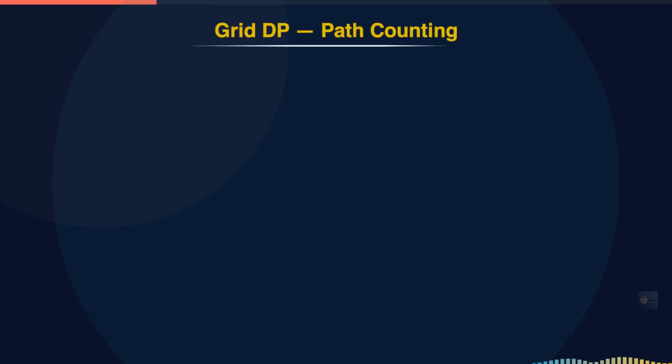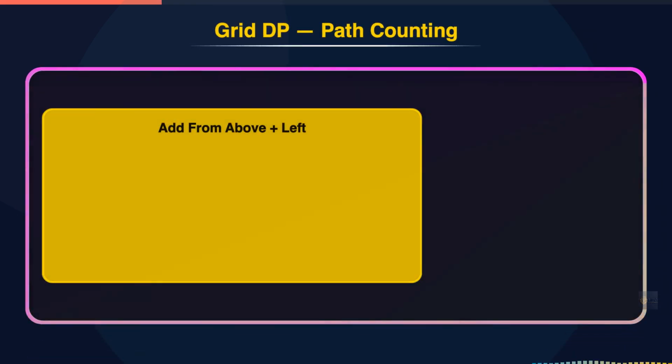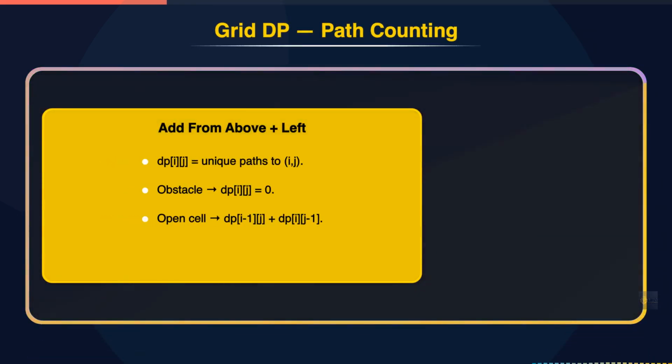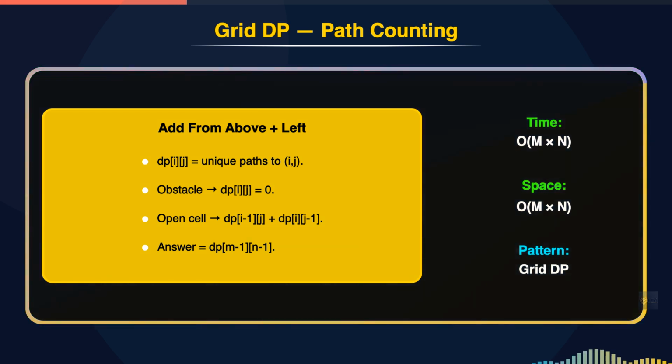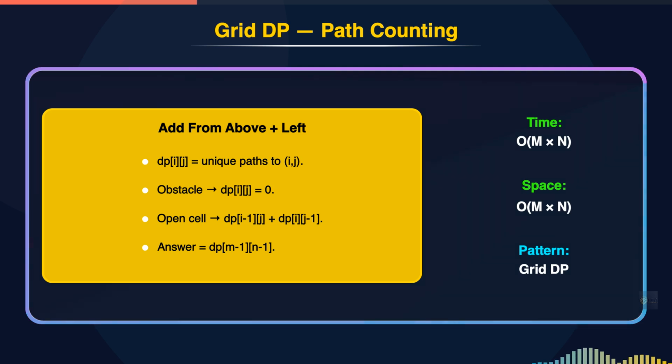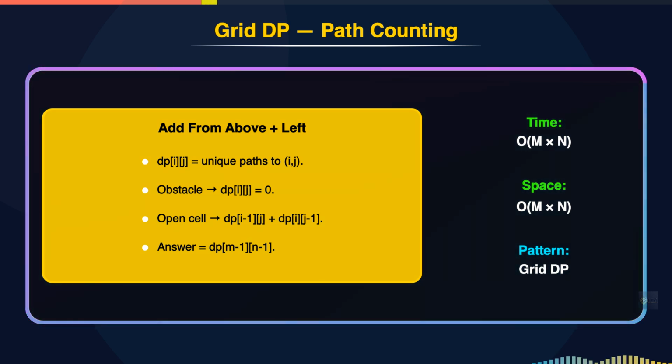Strategy time. Trick name: grid DP path counting with obstacle guards. Build a DP grid matching the input size. Each DP cell stores how many unique paths reach that coordinate. If the input cell is an obstacle, force DP to 0 because no route may enter. Otherwise DP at row i column j equals paths from above plus paths from the left, treating missing neighbors as 0. The answer lives at the bottom right DP cell.